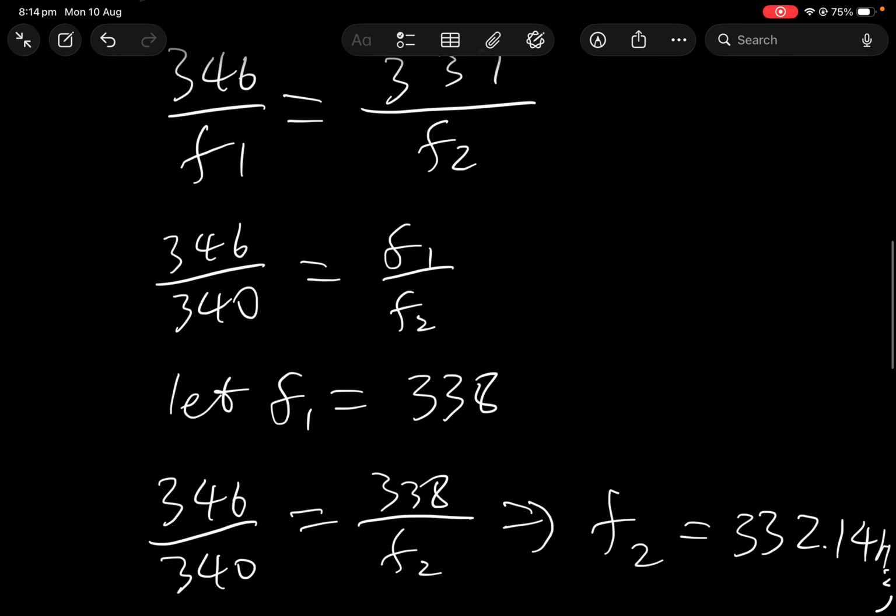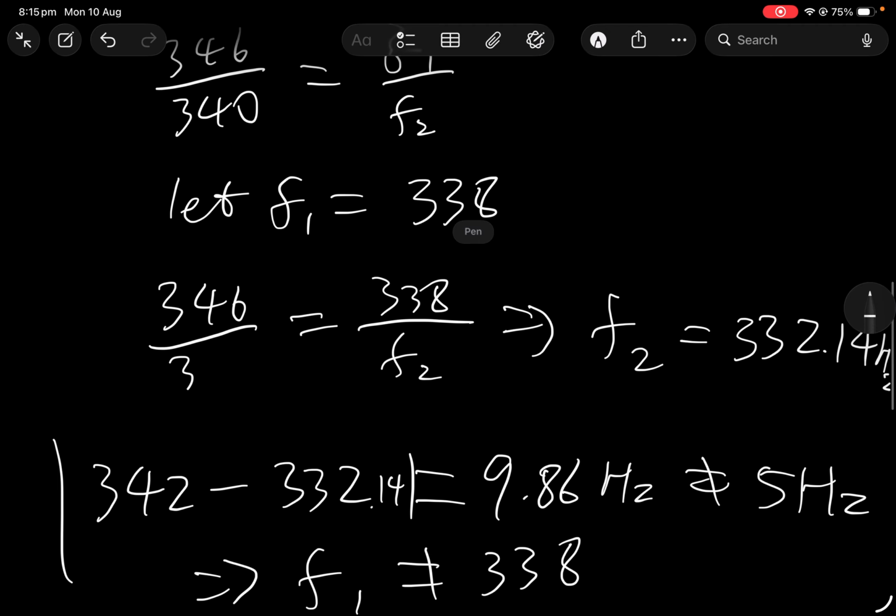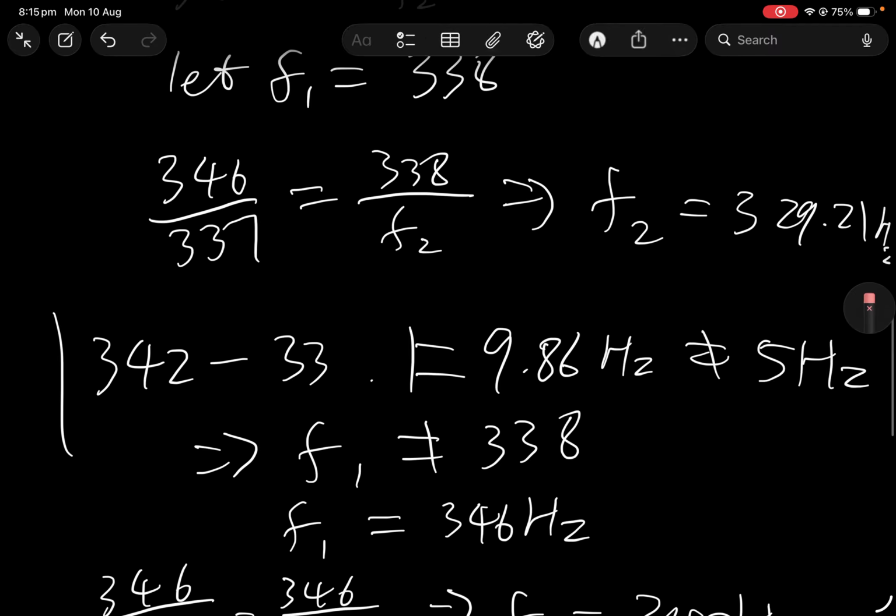337. Let's test F1 equals 338 again. 346 divided by 337 divided by 338. 1 divided by answer. 329.21. See that? It still should be wrong, I think, because that's a very weird answer.